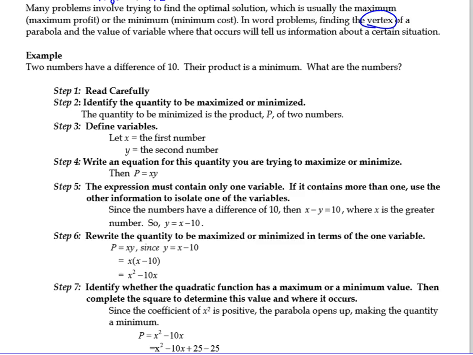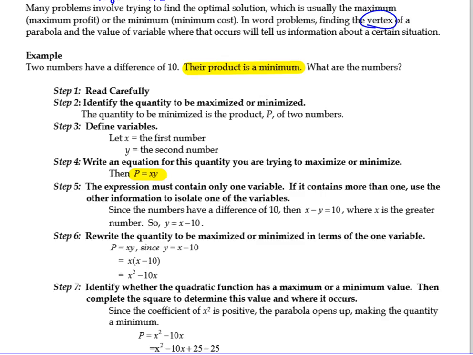It says two numbers have a difference of 10. Their product is a minimum. What are the numbers? So whatever your equation needs to be, whatever you're trying to maximize or minimize. Okay? So in this question, I'm trying to minimize product. Now, first of all, do you remember what a product is? Two numbers multiplied together. Okay? A product is multiplication. So whatever you're trying to minimize or maximize, that's our formula.